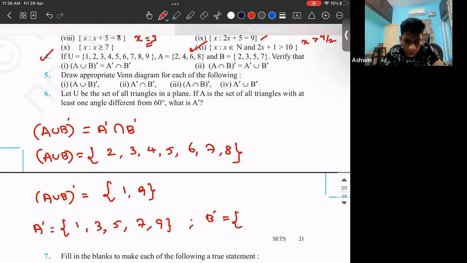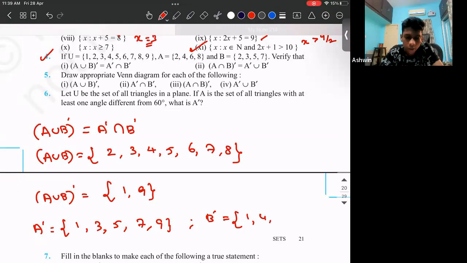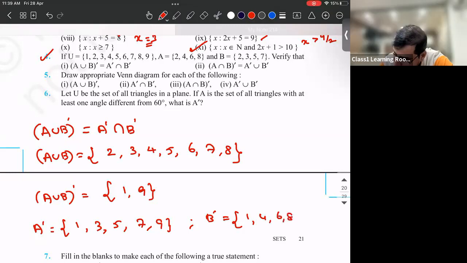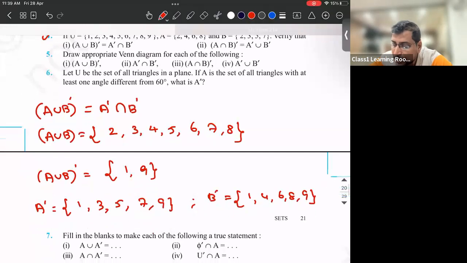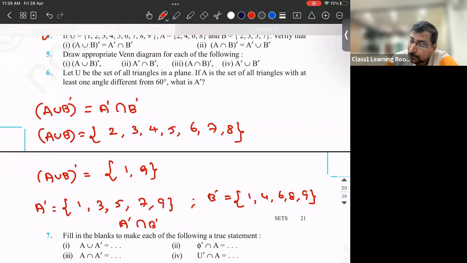B complement. 1, 4, 6, 8, 9. So what is A complement intersection B complement? What is the intersection of these two sets? What is common in both?